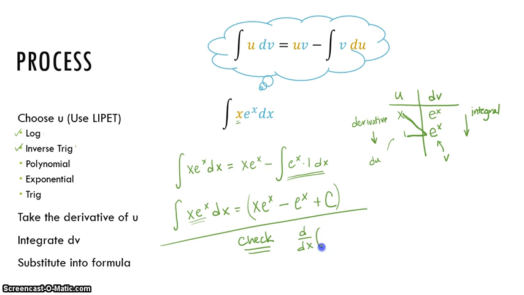So I'm going to take the derivative of x e to the x minus e to the x plus c. And this part requires the product rule, which should not shock you. So we take the derivative of x, which is 1, times e to the x left alone, plus x left alone times the derivative of e to the x, which is e to the x, minus the derivative of e to the x, which is e to the x, plus the derivative of c, which is 0. Look at that. The e to the x's subtract away, and I wind up with x times e to the x. So my check shows that the derivative of this is equal to the integrand.